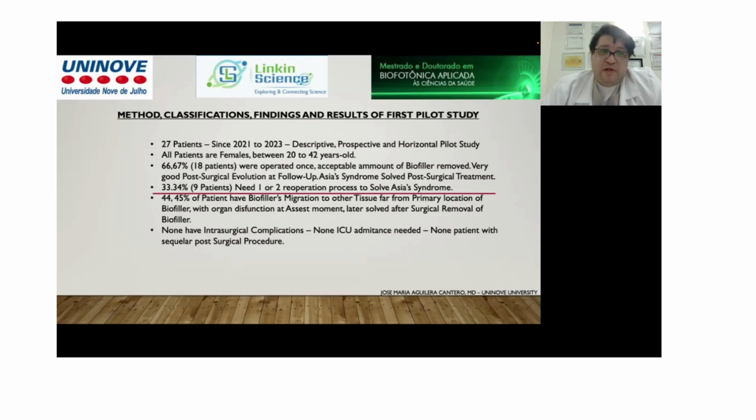disappear post-surgically. And we see 33% of the patients who need 1 or 2 reoperations since the first operation in order to take it out, because of the symptoms that bring them up to the consultation. We don't have any intrasurgical complication. None of the patients need intensive care unit admittance, and no patient has a sequela status after the post-surgical procedure.